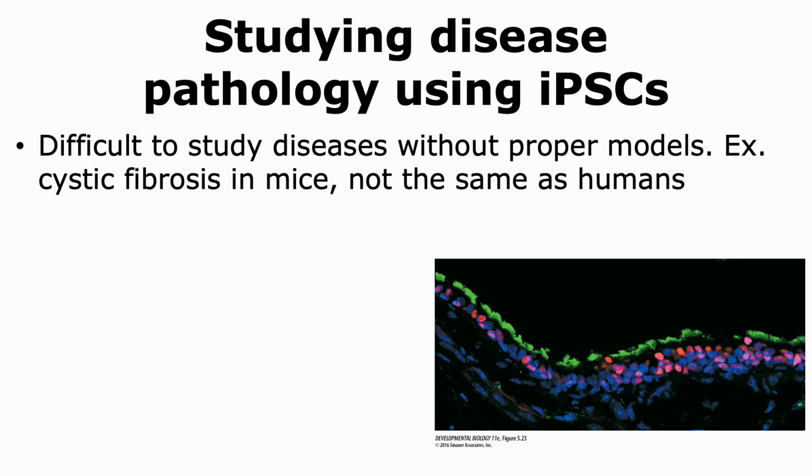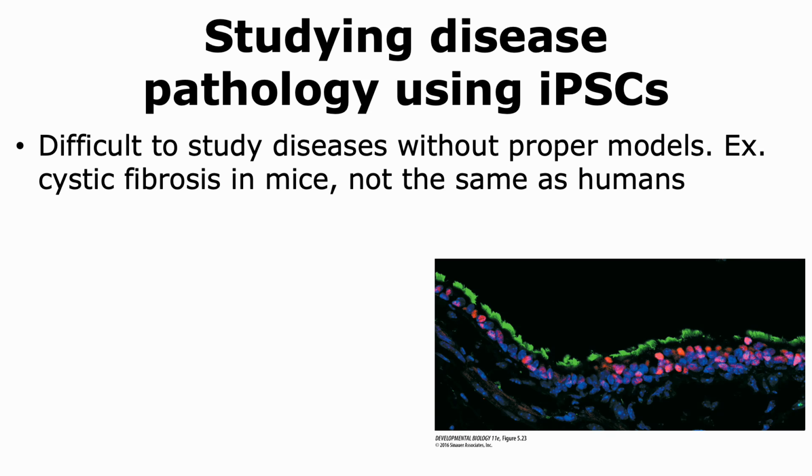Let us look at one of the applications that we listed in the previous slide. Sometimes it is difficult to study diseases if proper models are not available. One example is that of cystic fibrosis. Cystic fibrosis is a disease that we see in humans, and while there are mouse models available for cystic fibrosis, the mouse models do not show the disease pathology the same way as we observe it in humans.